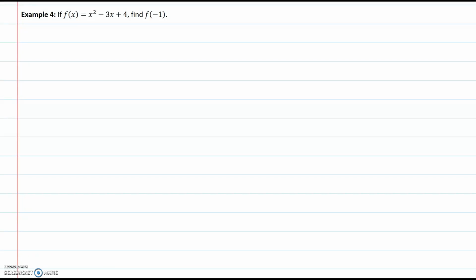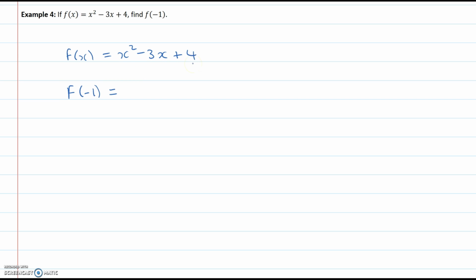Welcome back, and in this example we have a function f of x is equal to x squared minus 3x plus 4, and we're asked to find f of negative 1. In other words, what this question is asking us is if we replace all the x's in the function with negative 1, what result will we get? So we just simply replace all the x's with negative 1.